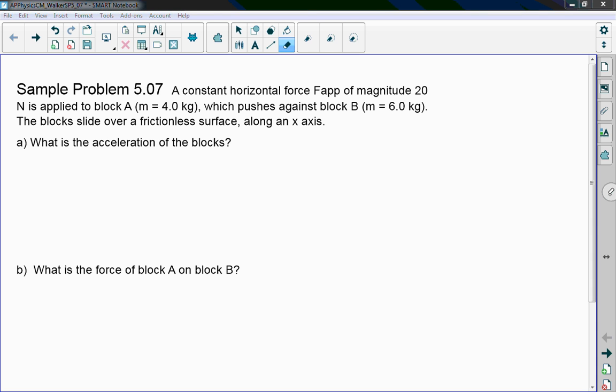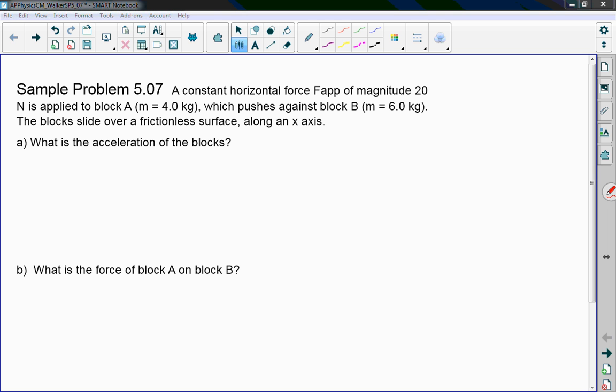Today we're doing a sample problem from chapter 5. This situation has us finding the acceleration of two blocks that are put next to each other. It gives us a force applied to these two blocks, and that force is 20 newtons. The force is actually applied to block A, but right next to that block is block B. Those are going to slide along the frictionless horizontal surface and accelerate.